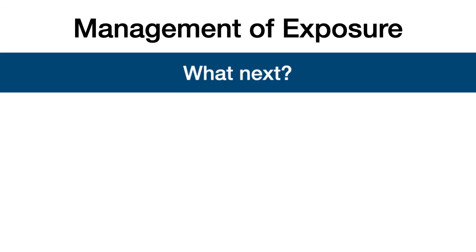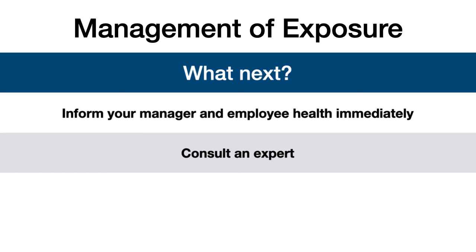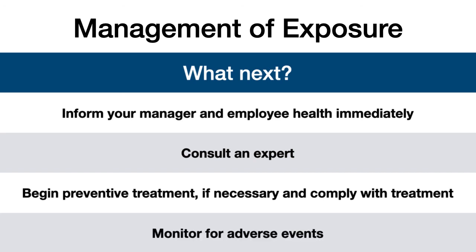How about managing an exposure? If in case you had an exposure, what should be done next? You should inform your manager and employee health immediately. They will have a protocol to take care of you. If in case you do not have one, you should consult an expert, and if it is related to HIV or HCV exposure, they may consider, depending upon the risks, beginning preventive treatment, and if that is started, you need to comply with the treatment. And also, you should closely monitor for adverse events.